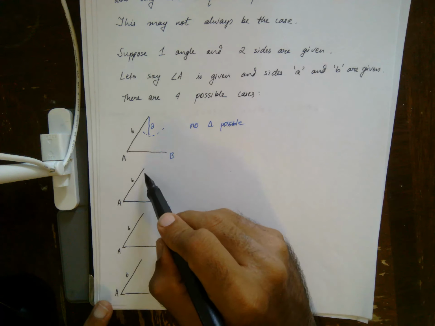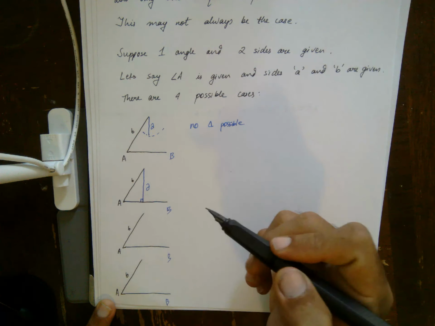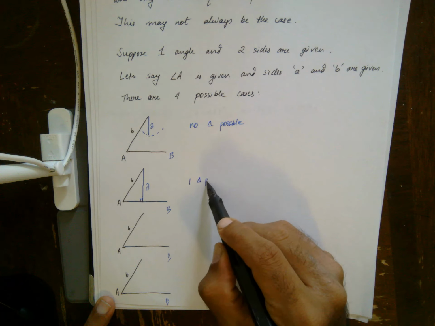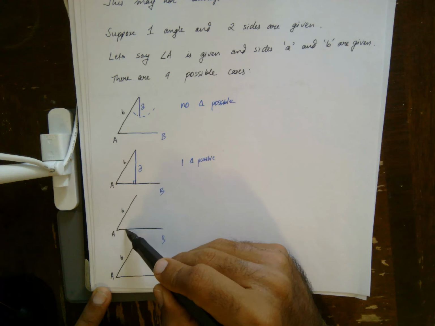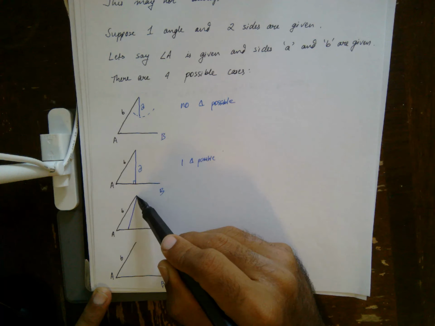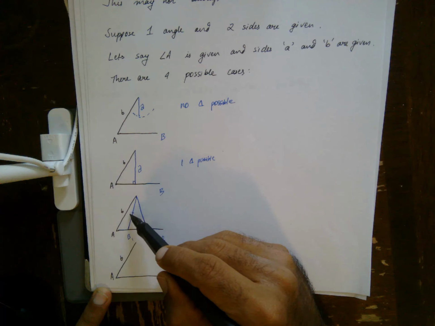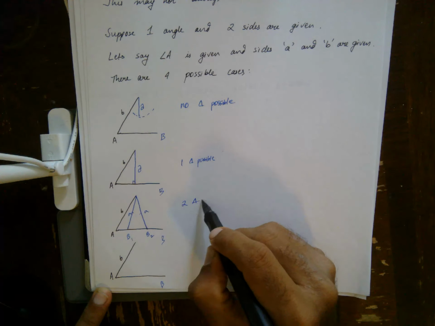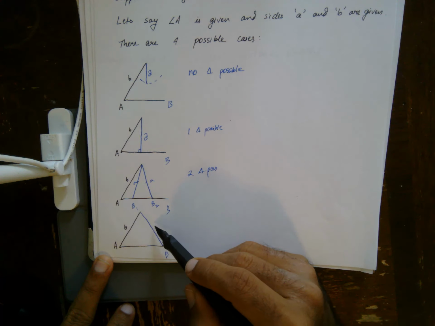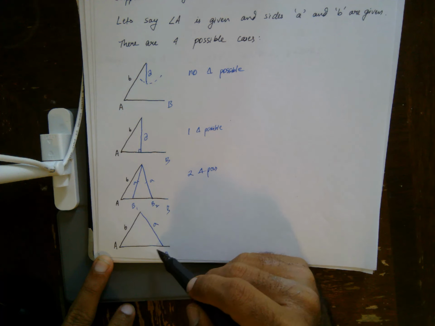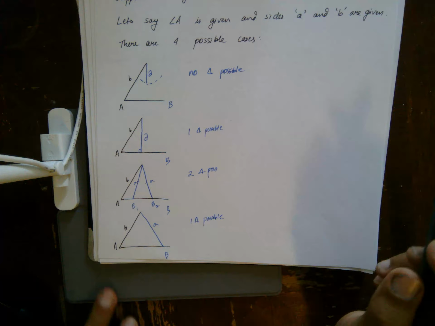The second scenario is that this a is just about enough to make it into a right triangle here. So there's one triangle possible. The third case is that this a is such that you can have a triangle here and you can have a triangle here. So let's call it B1, B2, and these are both equal to a. Two triangles possible. And the last case is, again, one triangle possible, but this has a specific property that a equals b, and it would be an isosceles triangle.